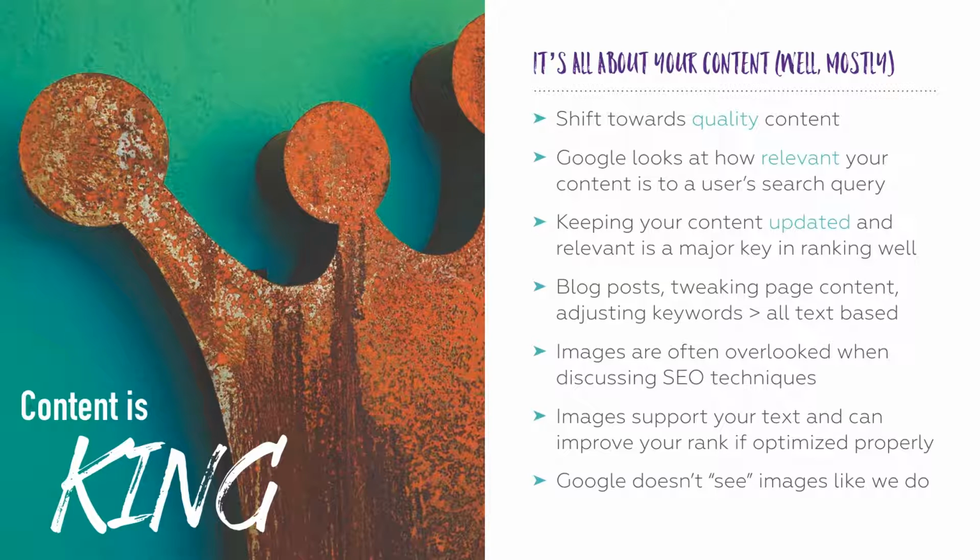The important thing we need to remember as we're going through this workshop is that Google doesn't see images like we do. It doesn't see colors, it doesn't see faces or animals or backgrounds or objects. It just sees code. So we have to figure out ways to get around that and help Google understand exactly what our images are about and why they belong on that page.